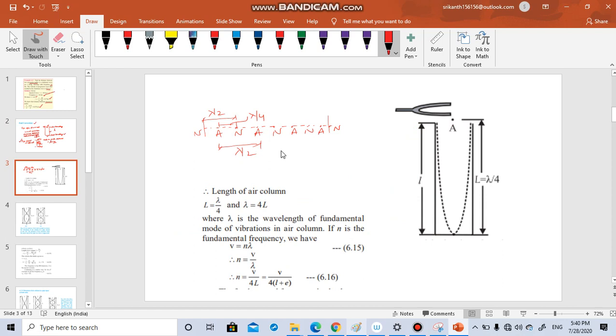Now this point I already discussed. You see, when both ends are fixed, here node will be created, here node will be created. In between, antinode, node, antinode, node. See, after node, antinode has to be created. After antinode, node has to be created. It follows that pattern. So node to node, it is lambda by 2. Antinode to antinode, it is lambda by 2 only. Then what about antinode to node? It is half of lambda by 2. So it is lambda by 4.